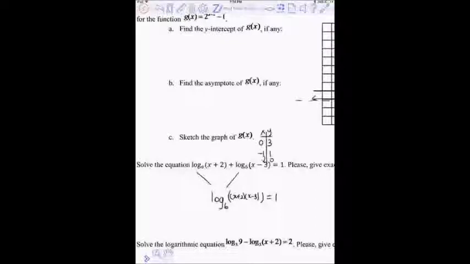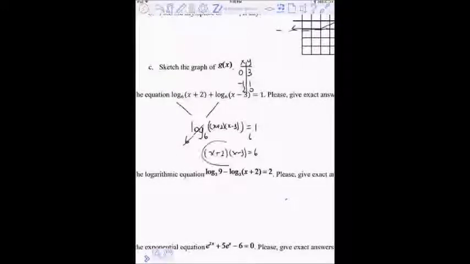Now we've got one logarithm that I can get rid of by using a base 6 on both sides. So now I've got x plus 2 times x minus 3 equals 6. Another problem students often have is they see this and think, okay, well that's already factored, so my solutions are -2 and +3. Problem with that is the right side doesn't equal 0. That's a problem. So what you're going to have to do is multiply those two together. So that's going to give you x squared minus x minus 6. And then it equals 6.